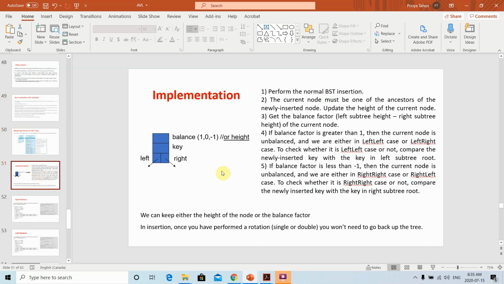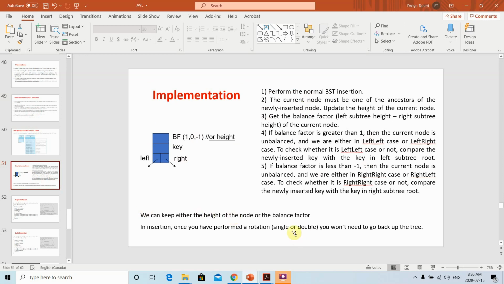In the implementation that we have, the linked representation, the dynamic representation, is what we use for AVL trees. So in addition to the left pointer, right pointer and the key in the structure for a node, we also keep either the balance factor or the height of the node. This is an additional member variable, okay? In the previous implementation, it was the balance factor. In the one that we see here, it's going to be the height. We can keep either the height of the node or the balance factor.